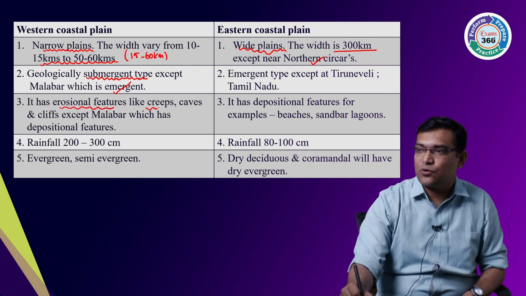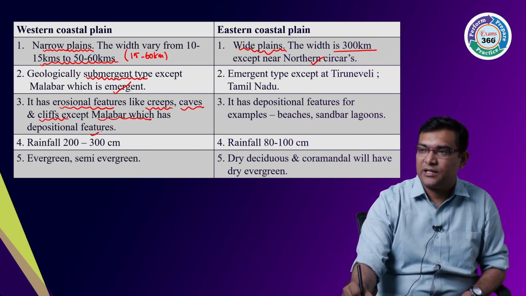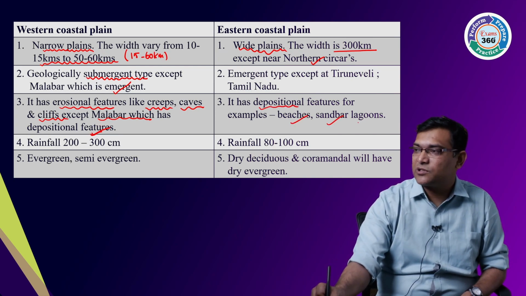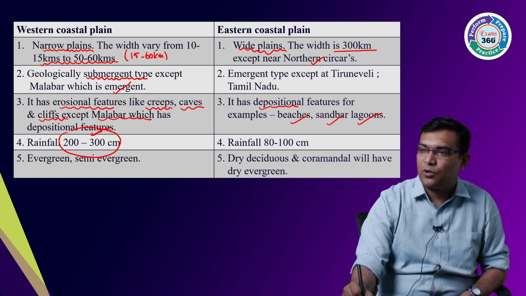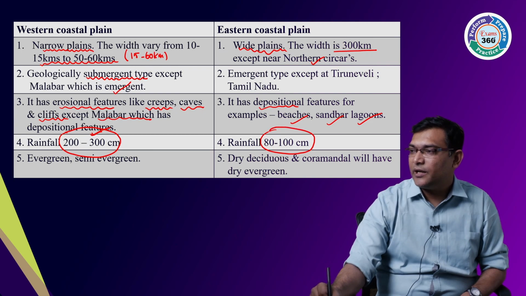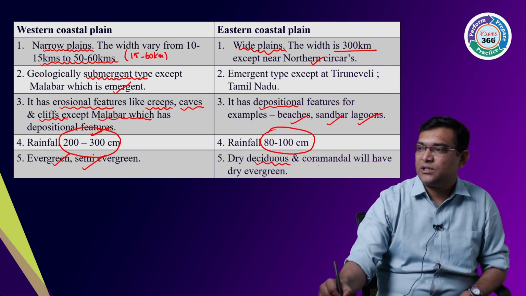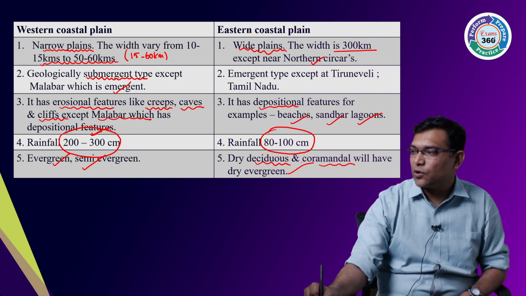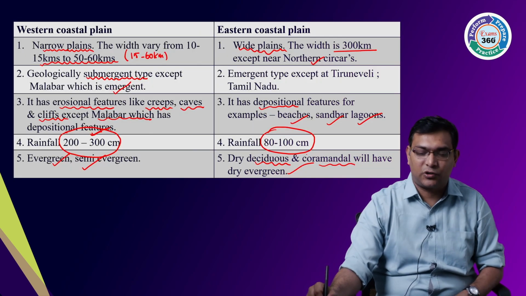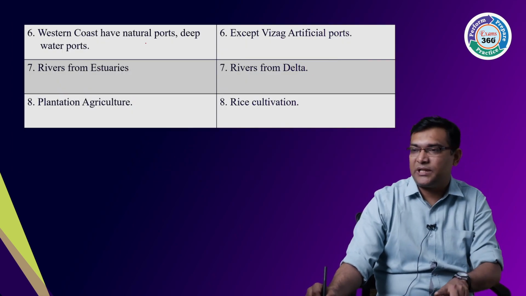So it has erosional features like creeks, caves, cliffs, except Malabar which has a depositional feature. And here we will find depositional features like beaches, sandbars, lagoons. Rainfall is 200 to 300 centimeters here. Here rainfall is 80 to 100 centimeters. And here evergreen, semi-evergreen forest. Here dry deciduous, Coromandel will have dry evergreen forest. Okay, dry deciduous, since rainfall is less.